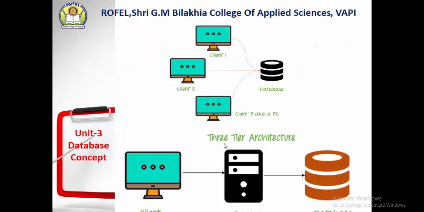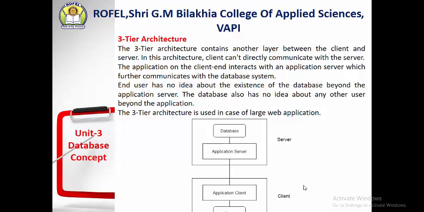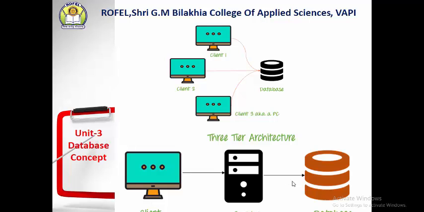See over here, in the three-tier architecture, the client cannot directly communicate with the database. It can communicate with the server and then the server communicates with the database. It's just like client applications connect with the server application, and client and server communicate with each other. Same way, the client cannot connect with the database; the client interacts with the server and the server is connected to the database, and it gives the response to the client again.